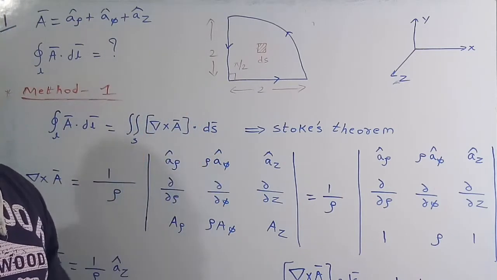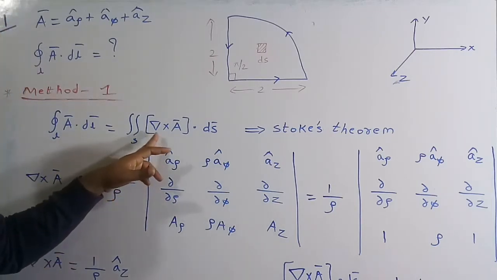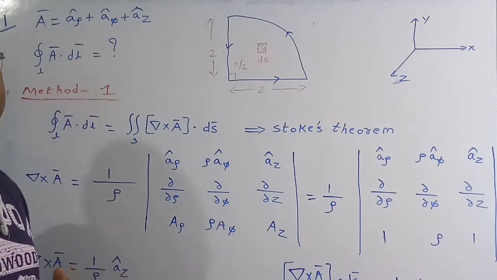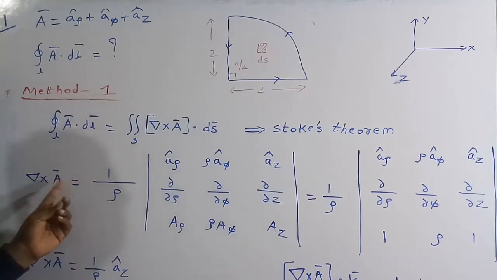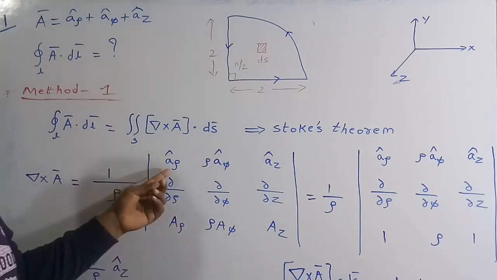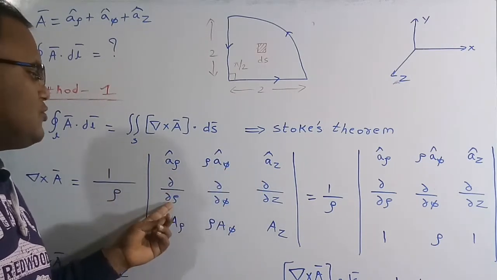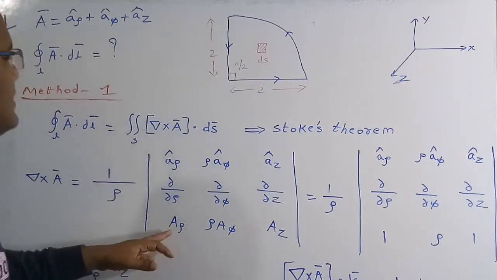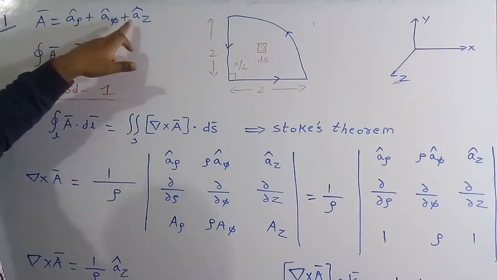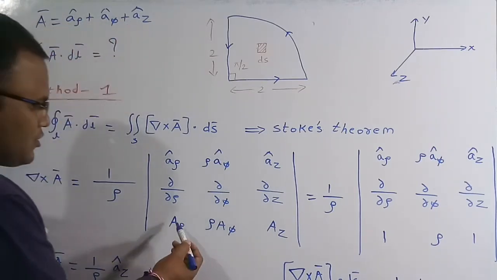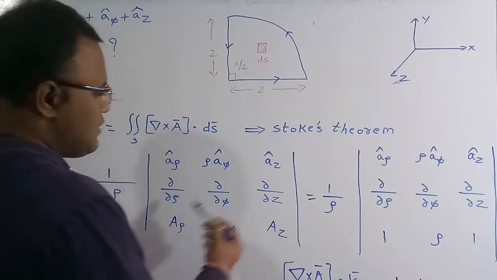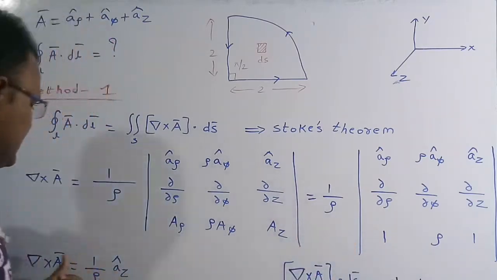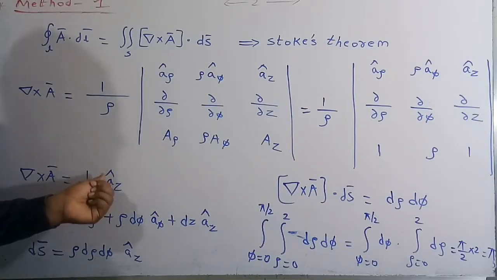This is called the Stokes theorem. Now we have to find del cross A bar. This is basically a cylindrical coordinate system. In the cylindrical coordinate system, del cross A bar is equal to 1 by rho times the determinant of a rho cap, rho a phi cap, a z cap; del by del rho, del by del phi, del by del z; A rho, rho A phi, A z. But here A rho is equal to 1, A phi is equal to 1 and A z is equal to 1, so in place of A rho, A phi and A z I have replaced 1. If you solve this determinant, finally you get del cross A bar is equal to 1 by rho times a z cap.